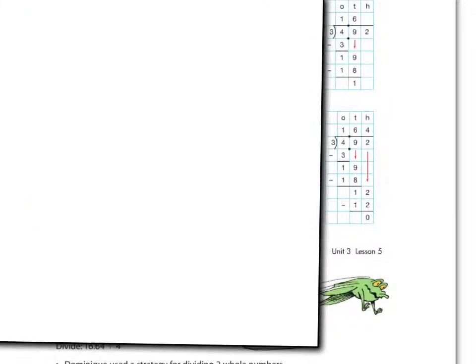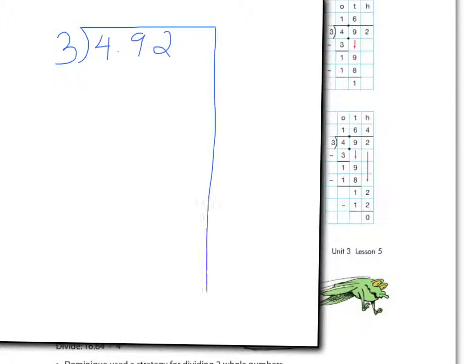Now, we've been doing a fair bit of work with repeated subtraction. So let's try repeated subtraction with the decimal number. And we're just going to completely ignore that decimal for now. Okay, we're going to pretend it's not even there.